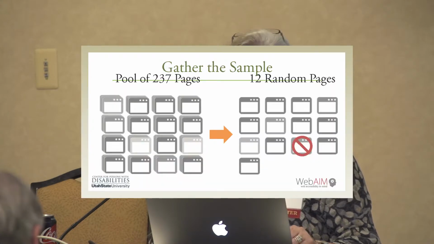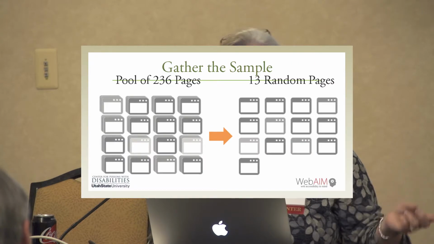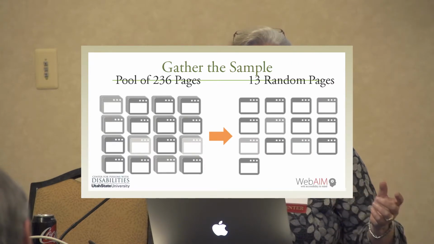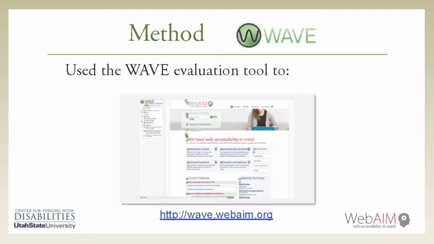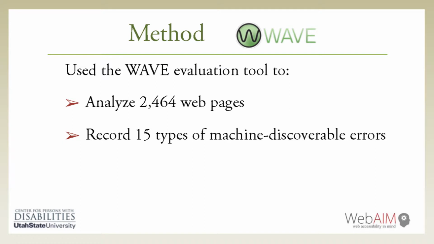If there was any time when we got an error on any page, we just did a replacement from that pool, which is now 236 pages instead of 250. I mean, you can figure out why that math works, right? We used the WAVE tool. If any of you know that, it's a web accessibility evaluation tool. It evaluates pages one at a time. I would encourage people to go and check it out. wave.webaim.org is how you can do that.